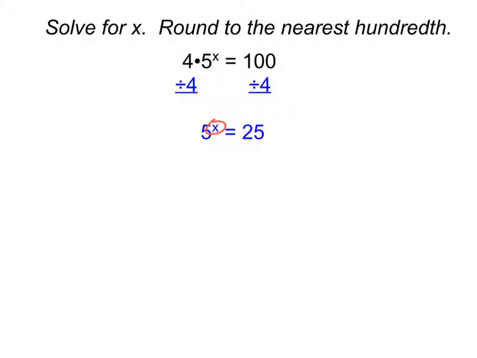So, we're probably thinking we got to turn it into a logarithm then, so let's go ahead and do that. If I write that as a logarithm, we get x equals log base 5 of 25, which I could calculate by using change of base formula. It'd be log 25 divided by log 5.